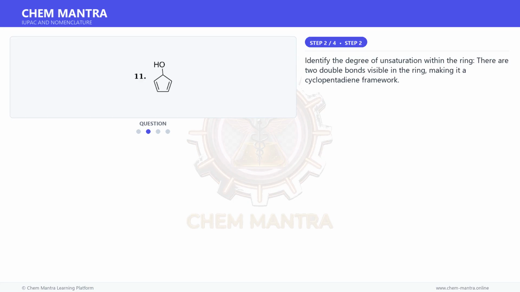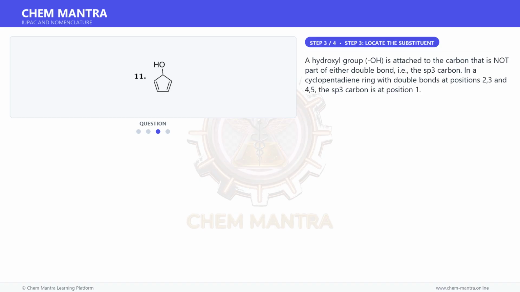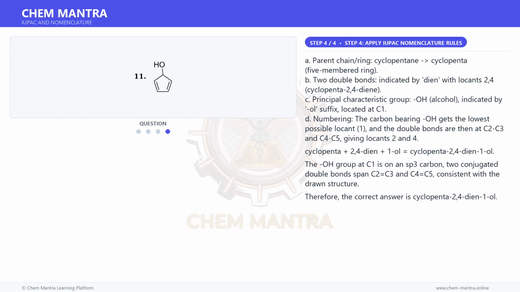Identify the degree of unsaturation within the ring. There are 2 double bonds visible in the ring, making it a cyclopentadiene framework. Moving on to the next step. A hydroxyl group, OH, is attached to the carbon that is not part of either double bond, i.e., the sp3 carbon. In a cyclopentadiene ring with double bonds at positions 2, 3 and 4, 5, the sp3 carbon is at position 1. And for the final step.